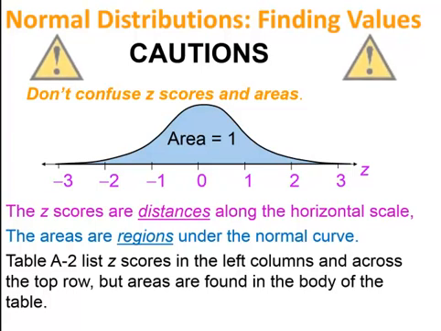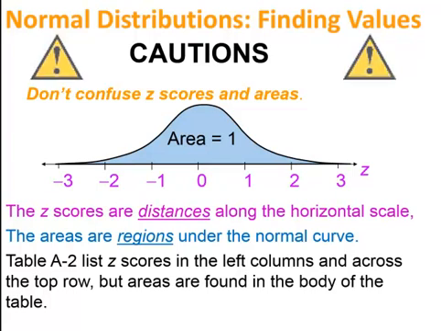The Z-score is on the horizontal axis. The areas are the region under the curve, the region under the curve that's shaded from a particular Z-score. The table lists the Z-scores in the left column and across the top row, but areas are found in the body of the table. So if you were to use the table, you would see the Z-scores along the outside of the table, but the area is in the body.